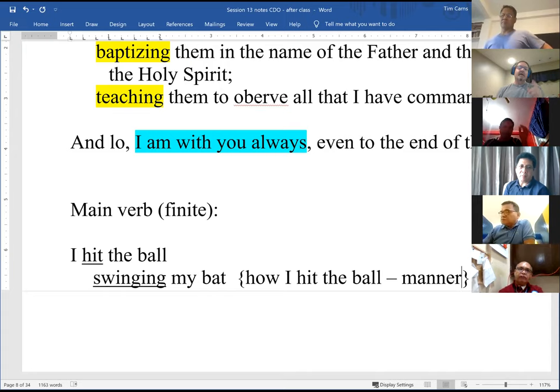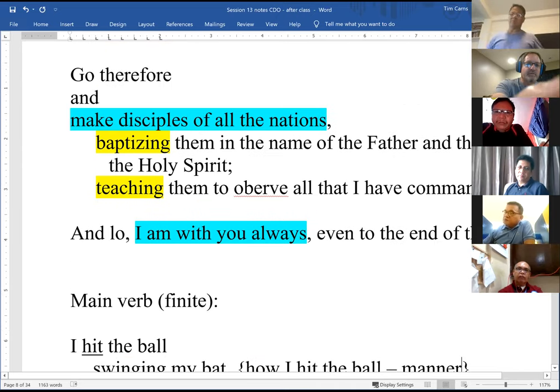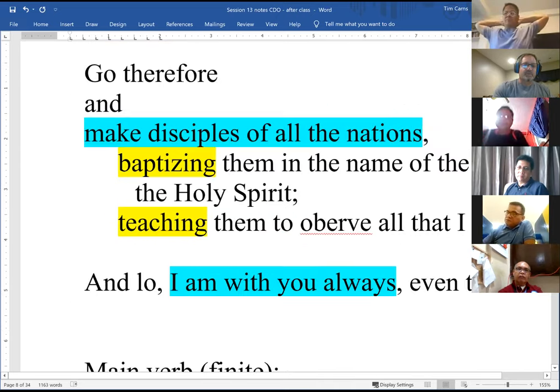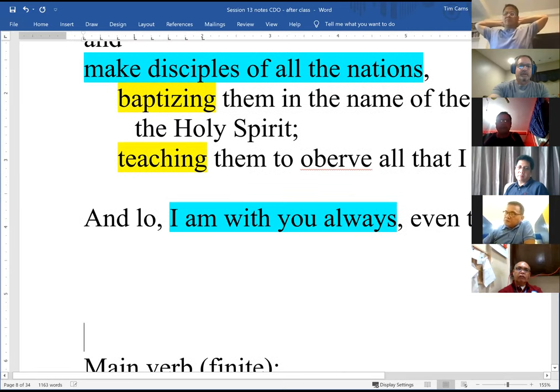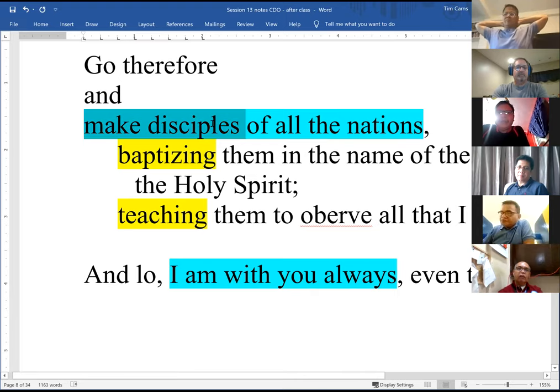Swinging my bat. Now, swinging my bat is not the main action. I hit the ball is the main action. Swinging my bat is the subordinate or supporting action. So what that means is this: the emphasis here is on hit, not swinging. And that's why I go back to our example in the Great Commission. If I look at just the second part here, "go therefore and make disciples," make disciples is the main verb.